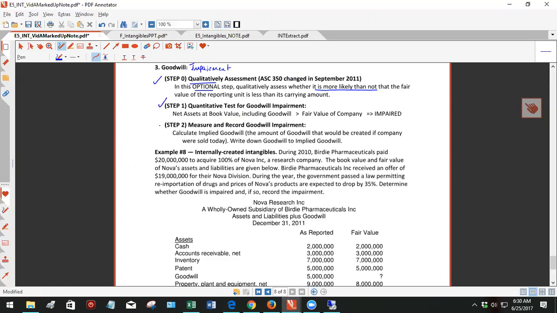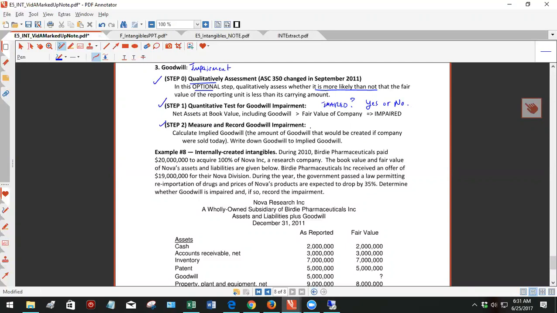But we are going to do step one and step two. So there is a test, and at step one, the question is impaired, yes or no. And similar to other multi-step impairment tests, if it's no, you stop. You don't even have to look at the second part. If it's yes, then you have to do the second part, okay? And this is maybe one of the most challenging parts of intangible accounting, goodwill impairment.